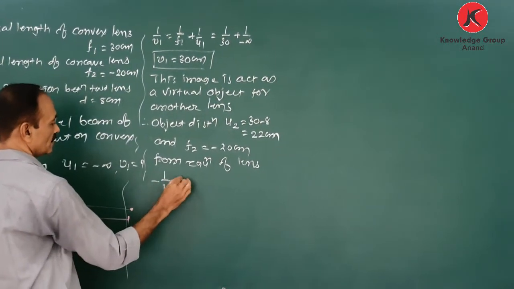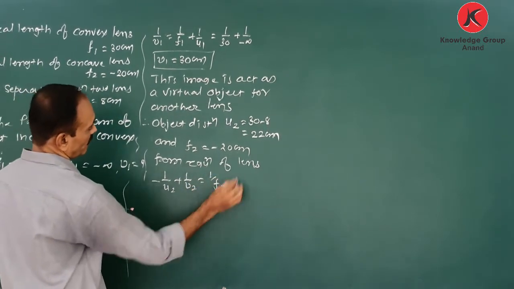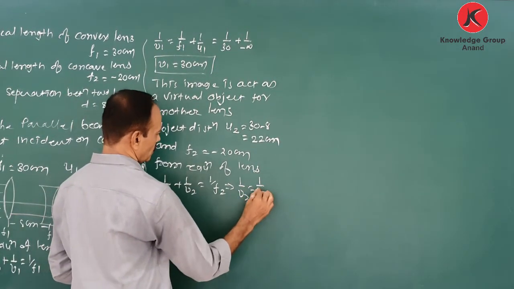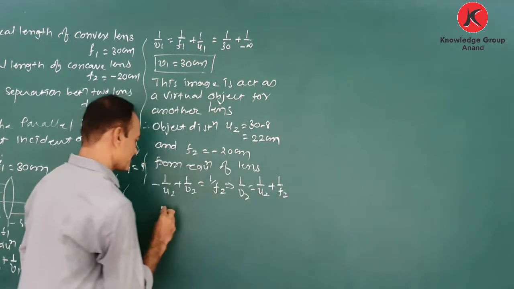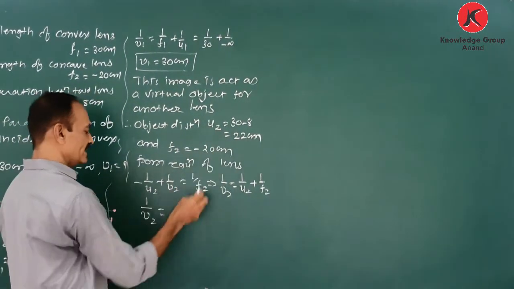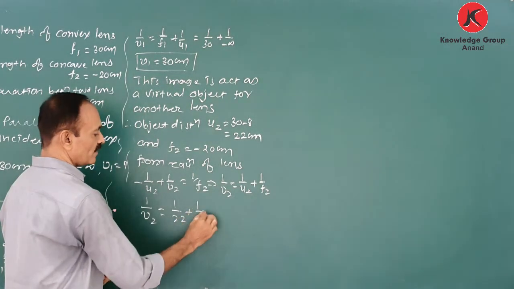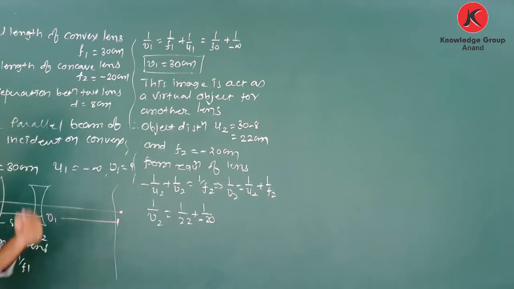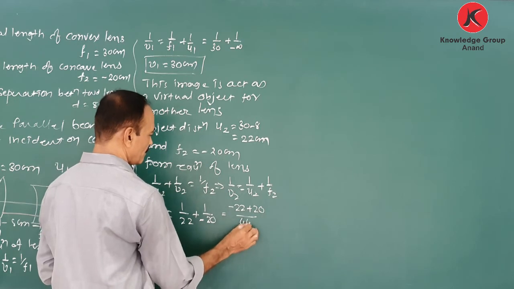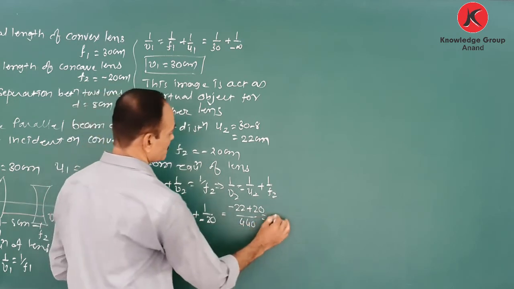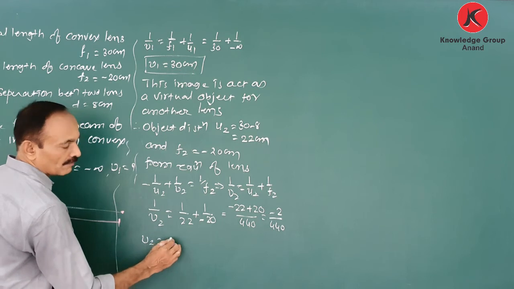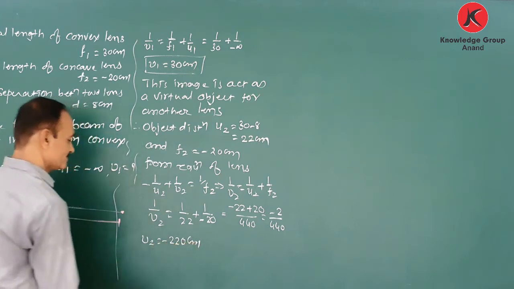From the lens equation, minus 1 upon u2 plus 1 upon v2 is equal to 1 upon f2. Therefore, 1 upon v2 is equal to 1 upon u2 plus 1 upon f2, which is 1 upon 22 plus 1 upon minus 20. So it is equal to minus 20 plus 22 upon 440, which is minus 2 upon 440. Therefore, v2 is equal to minus 220 centimeter.